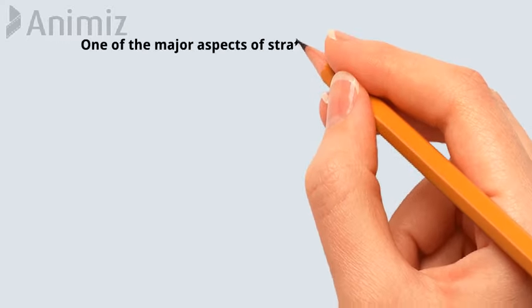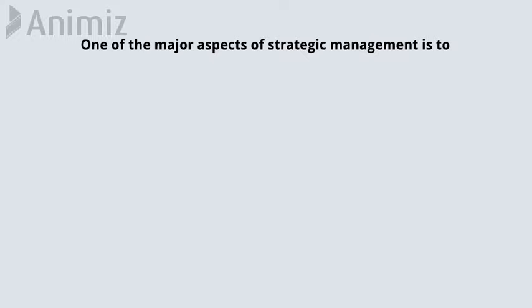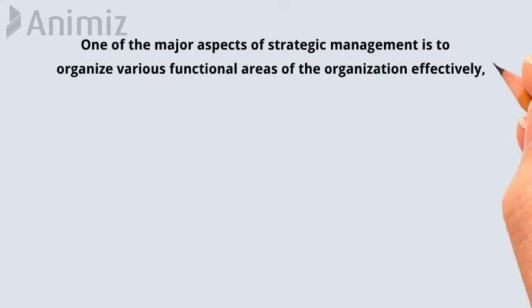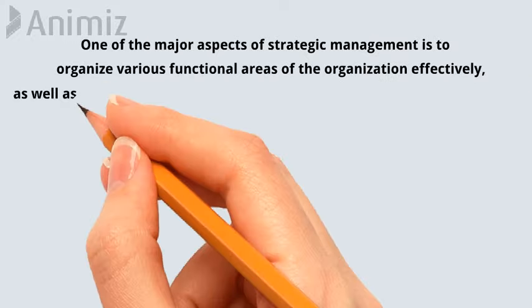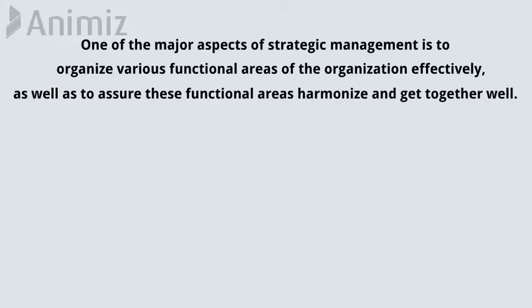One of the major aspects of strategic management is to organize various functional areas of the organization effectively, as well as to assure these functional areas harmonize and get together well.